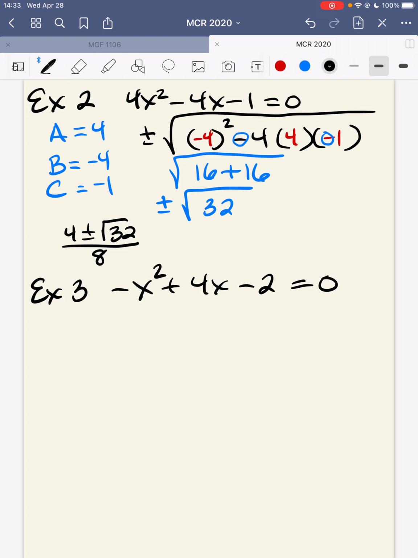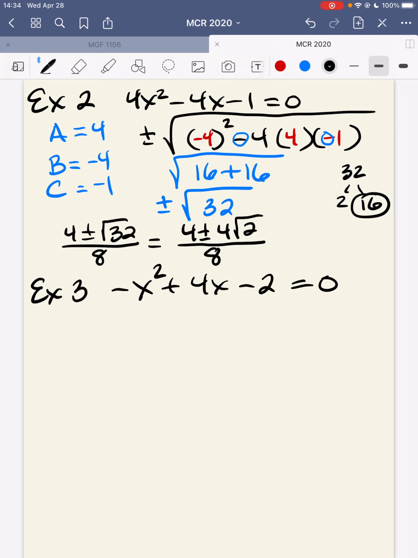All right, so first we need to see if 32 breaks down. So I have a 2, I have a 16. Okay, so I have a perfect square of 16 in there. So 32, we have our 4. Let's keep it easy. 4 plus or minus the square root of 16 is 4. The 2 is going to stay inside. Square root of 2 over 8.